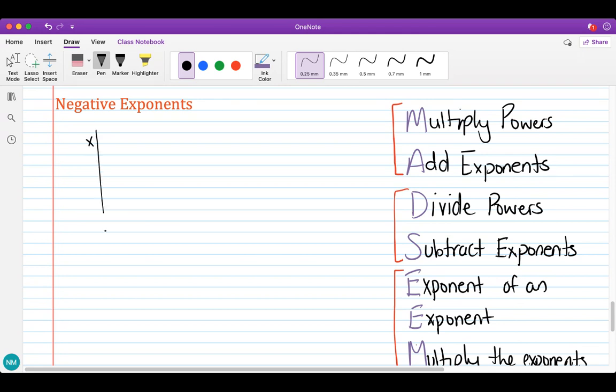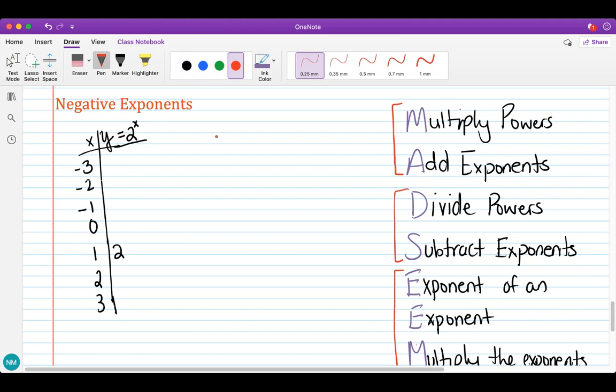So if I have x and y, and I'm going down the list, and I have 0, 1, 2, 3. And then I'm going to go -1, -2, and -3. And my function is 2 to the x power, right? So what is 2 to the first power? Well, 2 to the first power is 2.